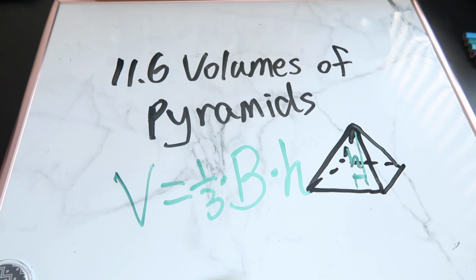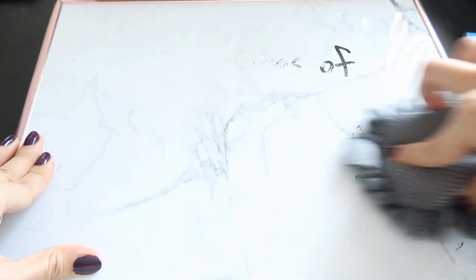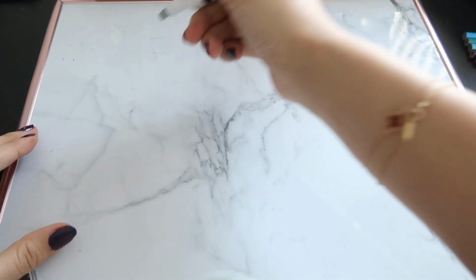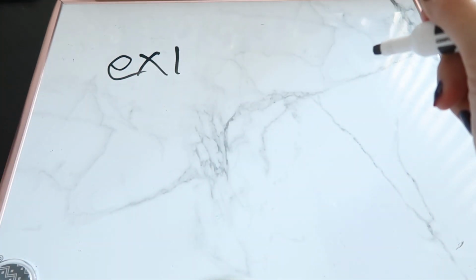Alright, now let's do 2 examples. I'll do one of them with the base being a triangle, and then another with the base being a rectangle, so you can see both of the scenarios. Alright, so let's start with example 1.